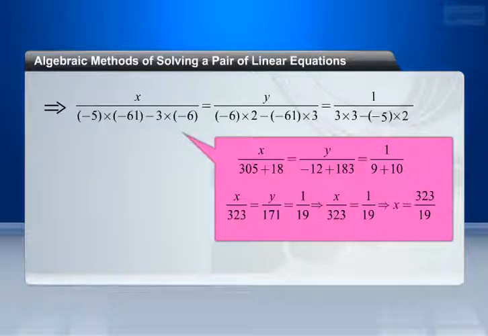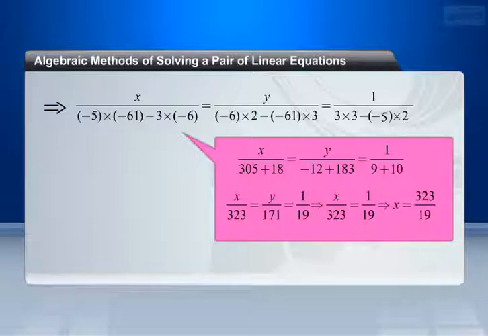This implies that x divided by (305 plus 18) equals y divided by (minus 12 plus 183) equals 1 divided by (9 plus 10). This implies that x by 323 equals y by 171 equals 1 by 19.